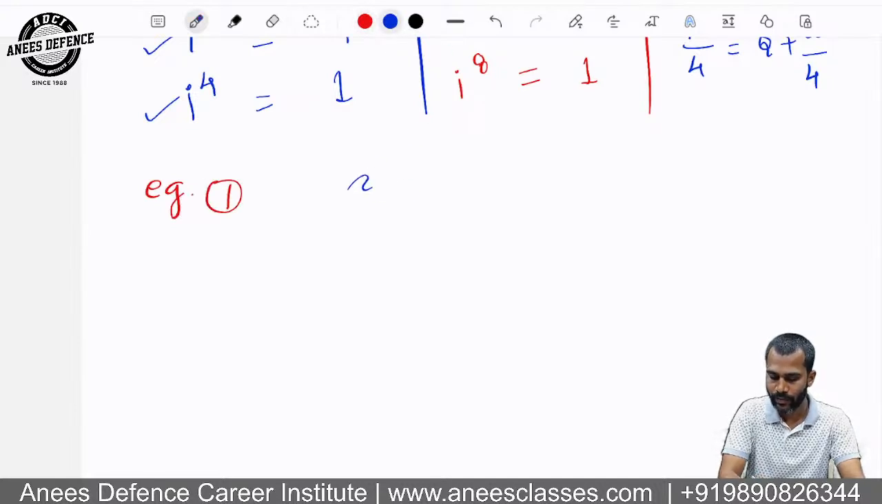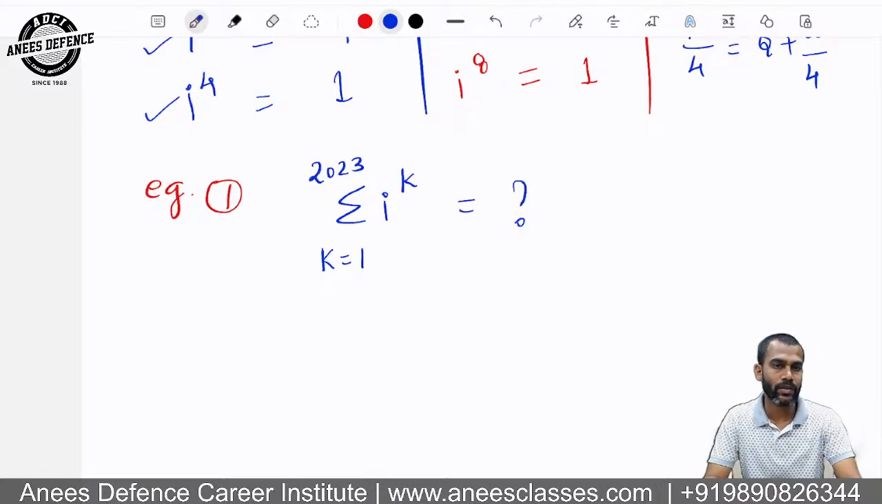Suppose we have summation of iota raised to k, where k is equal to 1 to 2023. Please try to solve. This is i raised to k. Shall I solve one question? Okay. See, very easy. Very easy.